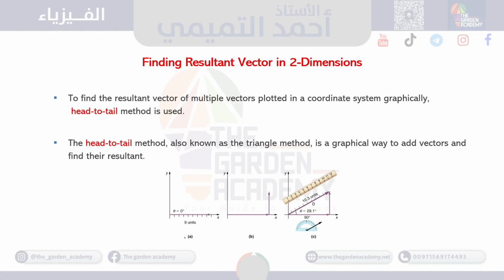Now we move to the most important part, which is how to find resultant vectors in 2 dimensions. To find the resultant vector of multiple vectors plotted in a coordinate system graphically, the head-to-tail method is used. The head-to-tail method is also known as the triangle method in the case of two different vectors only. It is a graphical way to add vectors and find their resultant. So this is a drawing method only, through which we can find the resultant vector.